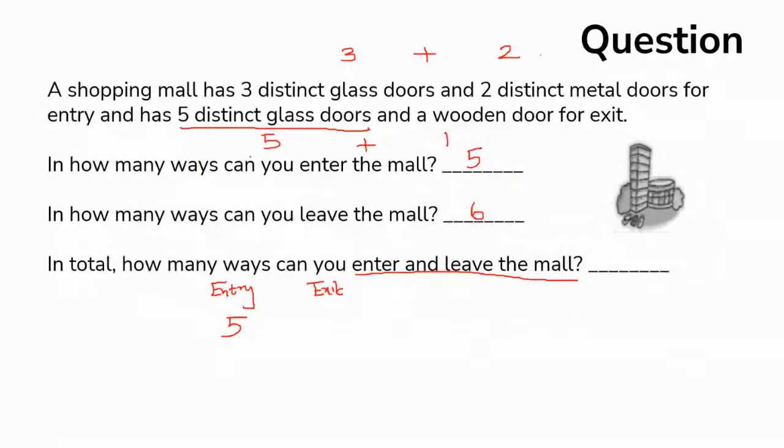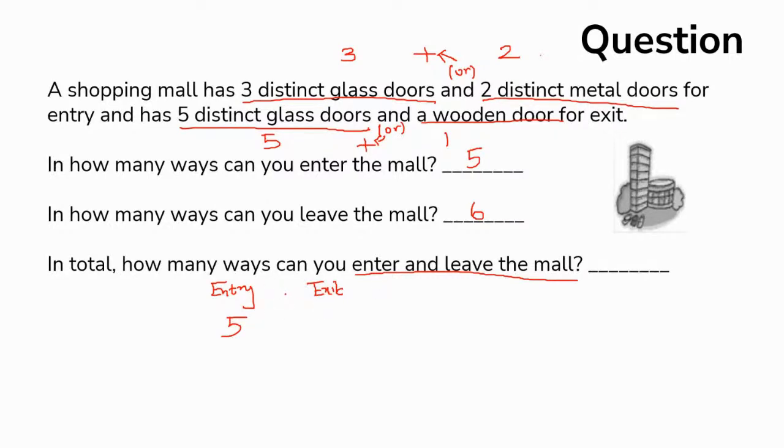Actually, the point is, I can enter the mall using these three distinct glass doors or these two distinct metal doors. So we are saying it is an 'or' condition there. An 'or' condition means we will be adding between these. Here also it is five distinct glass doors and a wooden door, so either I can exit the mall through five distinct glass doors or a wooden door. So these are also 'or' conditions. 'Or' conditions means we will be adding in between that.